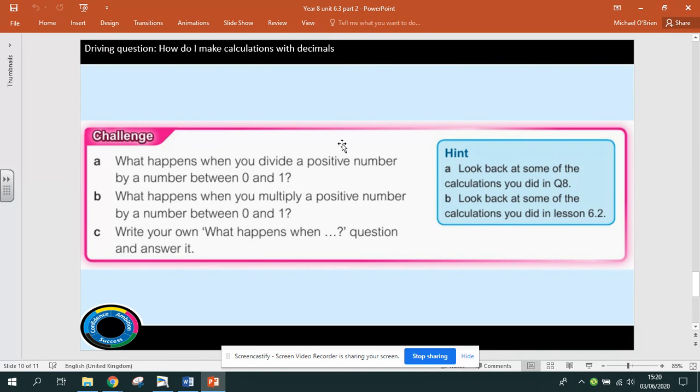Okay, so what happens when you divide a positive number by a number between 0 and 1? The number actually increases. So you can't say that division always makes a number smaller. If you're dividing by a number that's less than 1, or between 0 and 1, the answer will get bigger. And similarly, if you multiply by a number less than 1, the answer gets smaller. So it's sort of the opposite from bigger numbers.